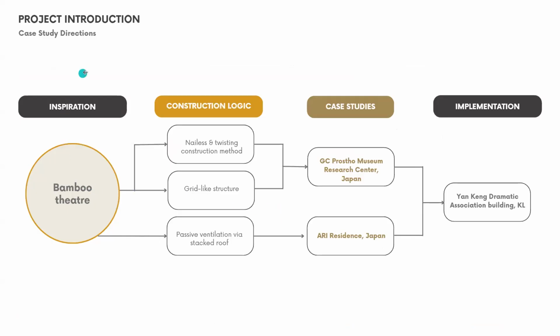So my case study direction started with the inspiration from bamboo theatre. Then I studied the construction logic of the nailless and twisting construction method, and also its grid-like structure. I also look into replicating the passive ventilation via stack roof. For the nailless and twisting construction method and grid-like structure, I'll focus on a case study of the GC Prostho Museum Research Center by Kengo Kuma, and the passive ventilation will be focused on RE residents. From these case studies, I'll then implement their building technologies to a real life case study in KL, which is the Yankang Dramatic Association building.